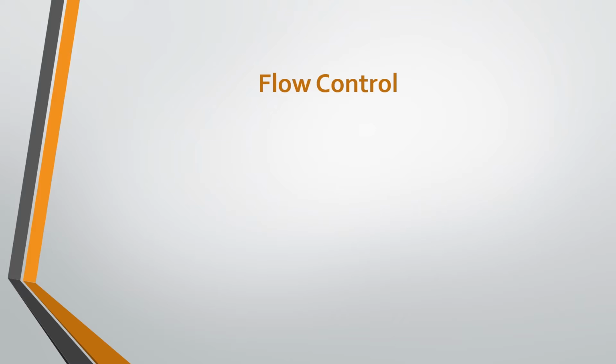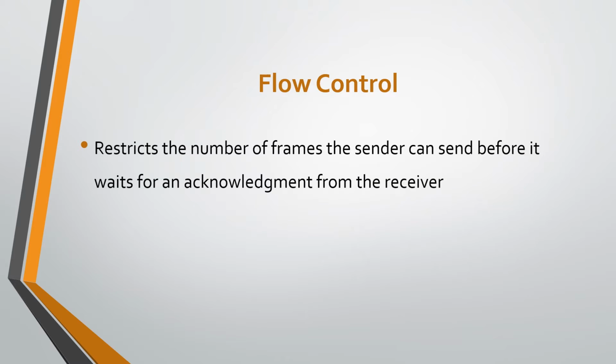So the first one is flow control. Flow control is a technique that allows two stations working at different speeds to communicate with each other. It is a set of measures taken to regulate the amount of data that the sender sends so that a fast sender does not overwhelm a slow receiver. In the data link layer, flow control restricts the number of frames the sender can send before it waits for an acknowledgement from the receiver.